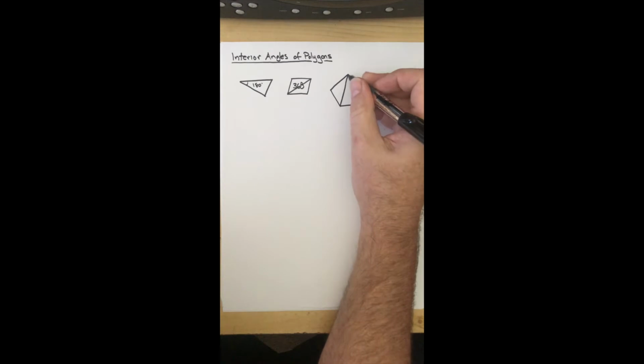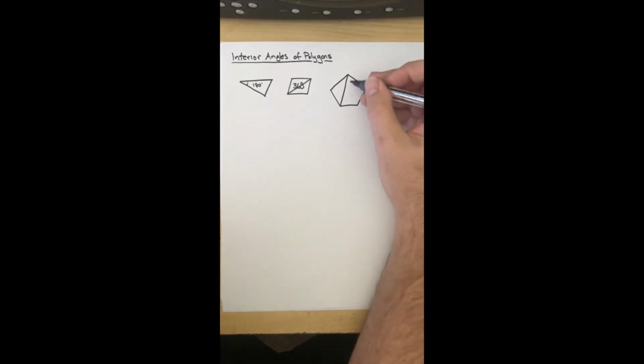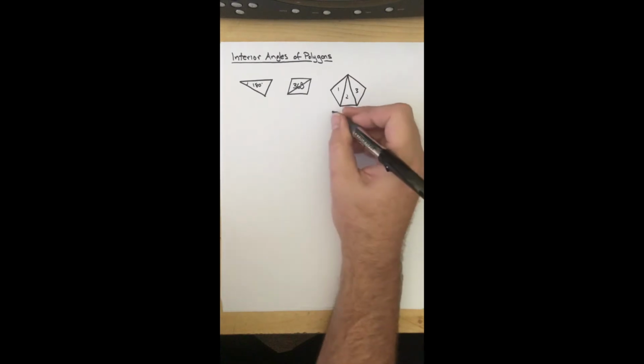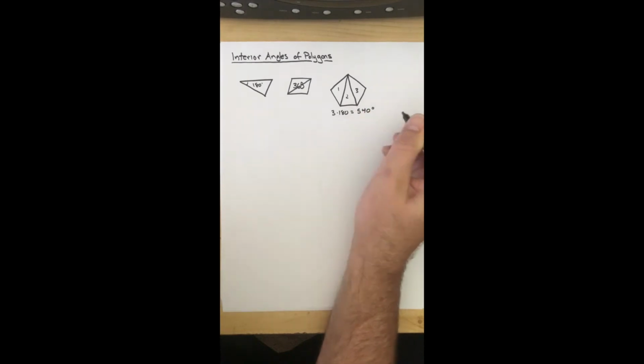Now this line that I just created joins with this line here to make 2. So I have to make a 3rd line here to make another triangle. And now these 2 sides on the outside join to make a 3rd triangle. So that's 1, 2, 3 triangles, and 3 times 180 is 540 degrees.